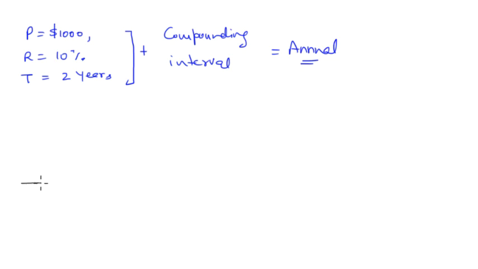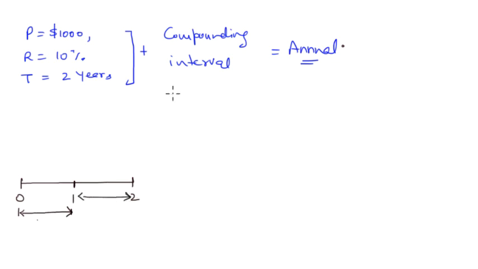So if this is my timeline, 0 to 2 years, compounding interval is annual. That means I break down these 2 years into two parts. Each part is equal to 1 year. So this is my compounding interval 1, 0 to 1, and then this is my compounding interval 2.